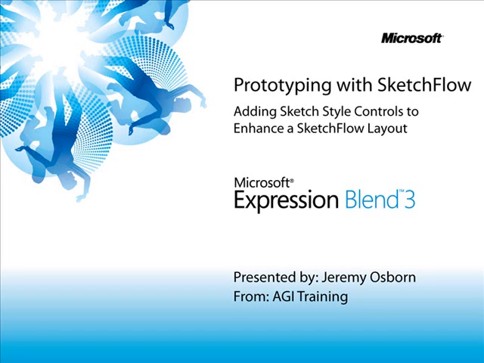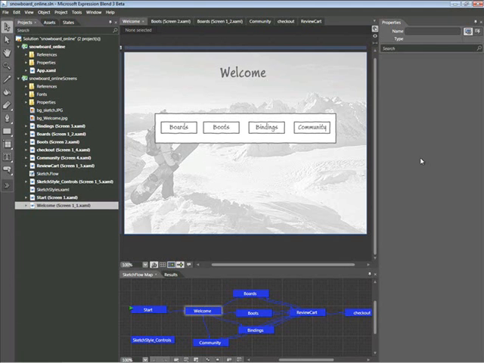This snippet is adding sketch style controls to enhance a SketchFlow layout. My name is Jeremy Osborne, presenting from AGI Training for Microsoft. In this snippet, you'll learn how to add interactive controls to your online snowboard application. Concepts covered include adding divisions to your screen with sketch rectangles, as well as adding text and combo boxes to simulate an online form. So let's get started here.